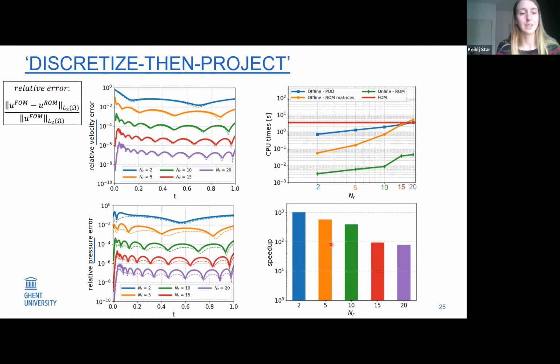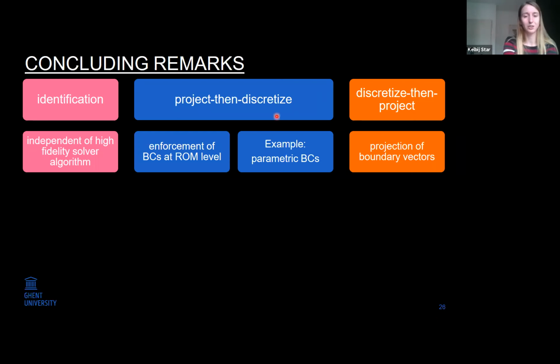But based on this, it's hard to say beforehand how many modes you're going to need, because you need to know what kind of accuracy you're looking for. But also, at some point, adding too many modes is not gaining you so much. So, a short recap about what we have seen.